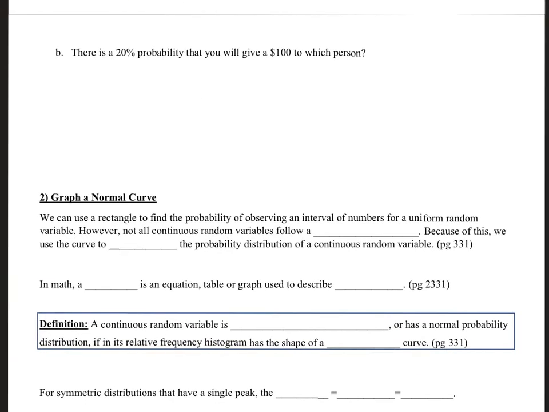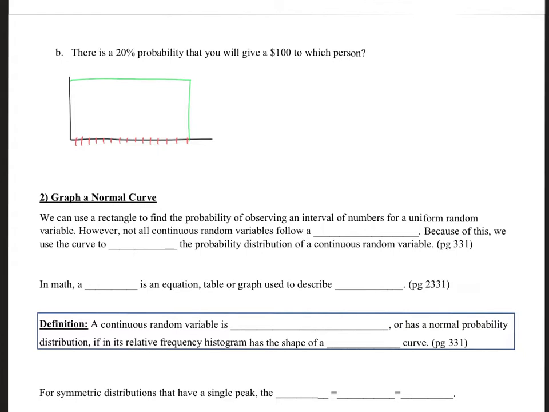All right, so there is a 20% probability that you will give $100 to which person? All right, let's go ahead and take another look at what this density function would look like. So let's go ahead and graph it again. We have our 15, and we're going to 1, 2, 3, 4, 5, 6, 7, 8, 9, 10, 11, 12, 13, 14, 15. Let's bring that down. Let me erase the excess.